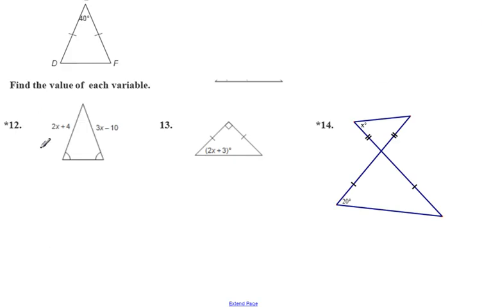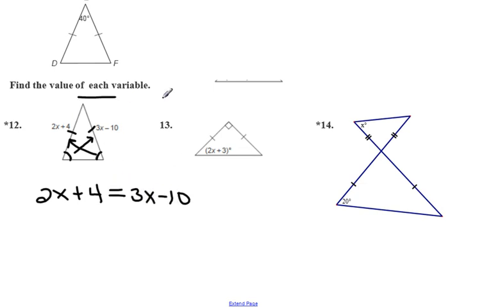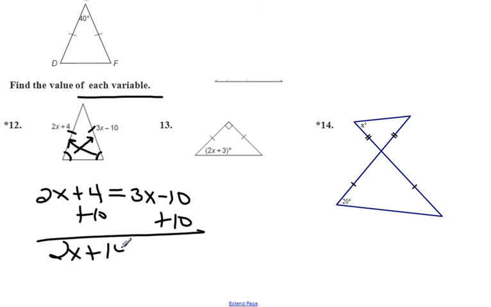Number 12, as soon as you see 2 congruent angles in a triangle, automatically mark the sides opposite those angles congruent. And if those 2 sides are congruent, then we know that the measures of those 2 sides are equal. So 2x plus 4 is going to equal 3x minus 10. We're just finding the value of the variable, so we're just going to add 10 to both sides. So I get 2x plus 14 equals 3x. Subtract 2x from both sides. I get 14 equals x.